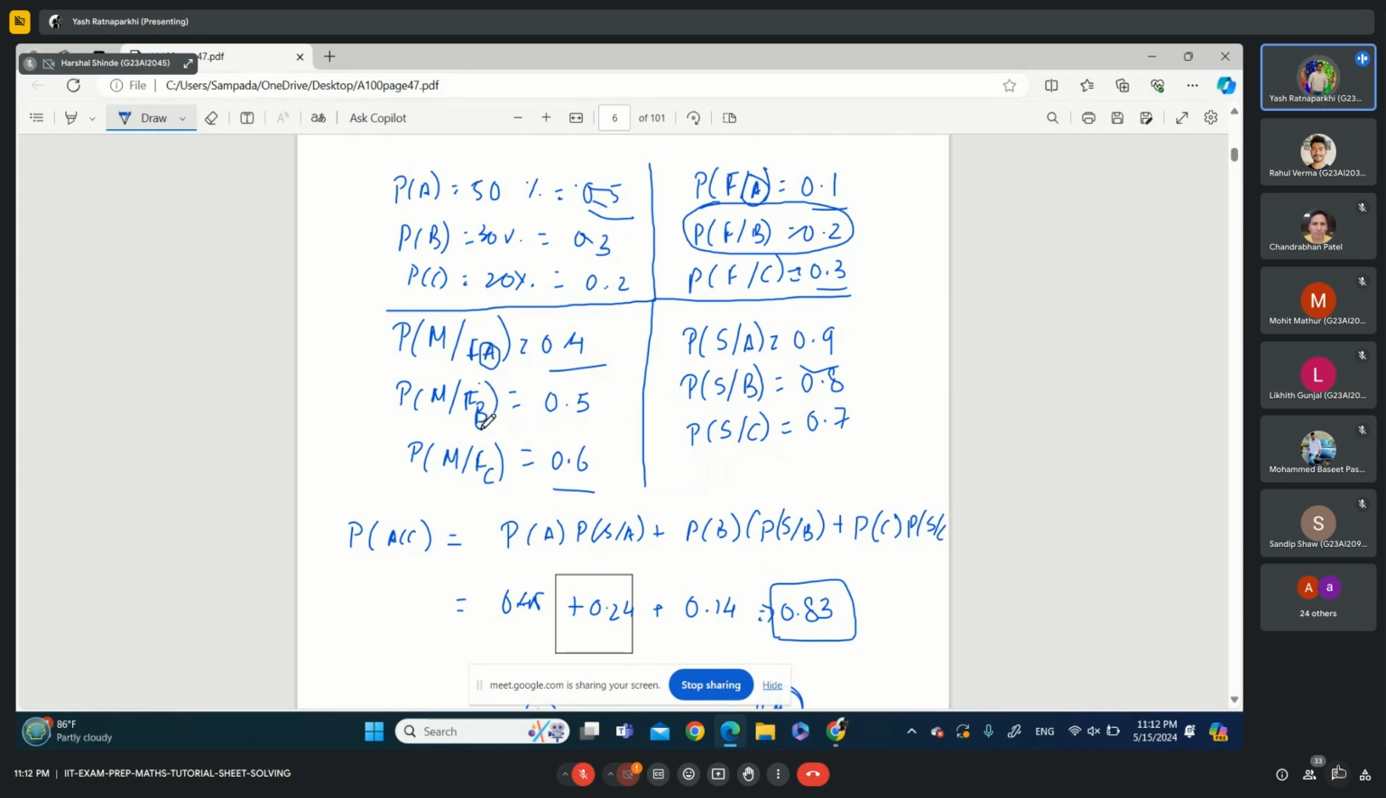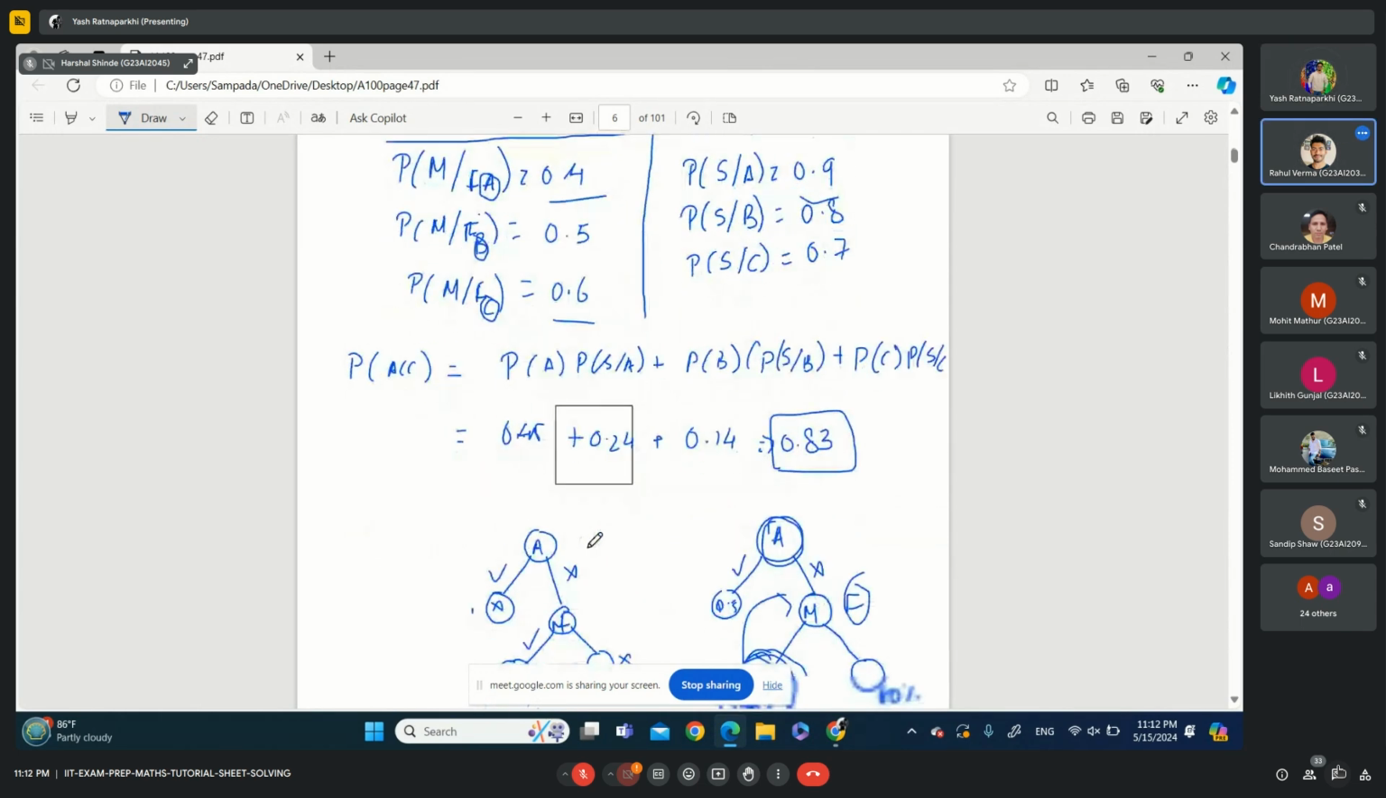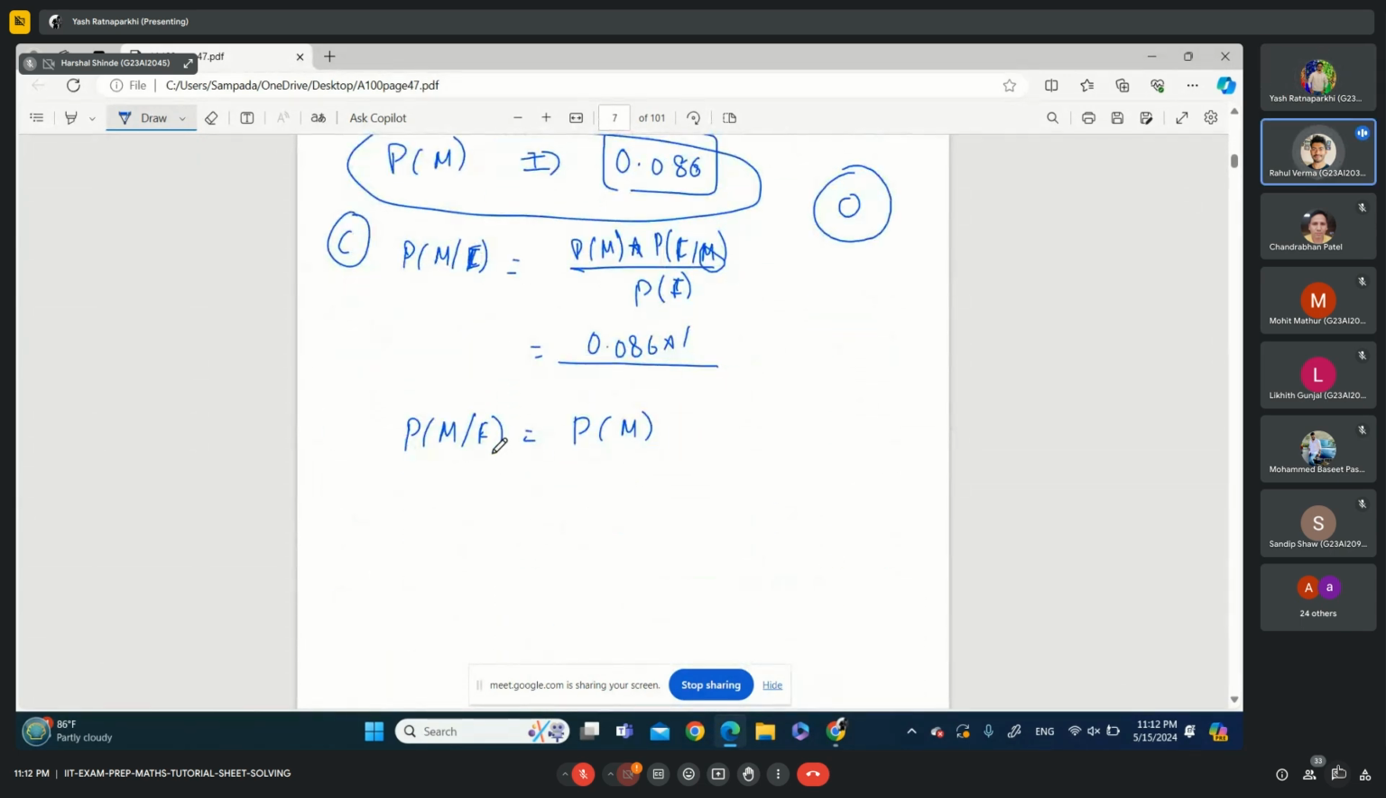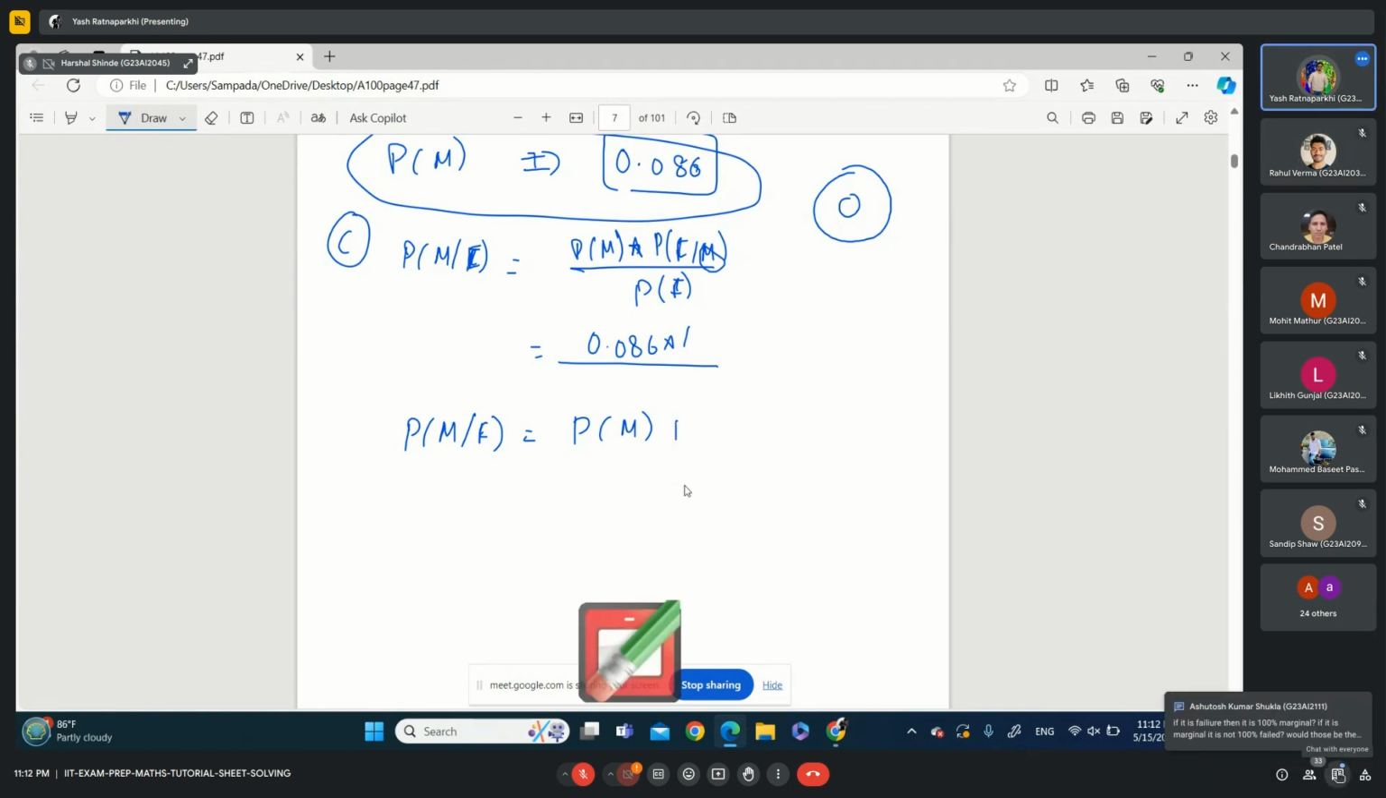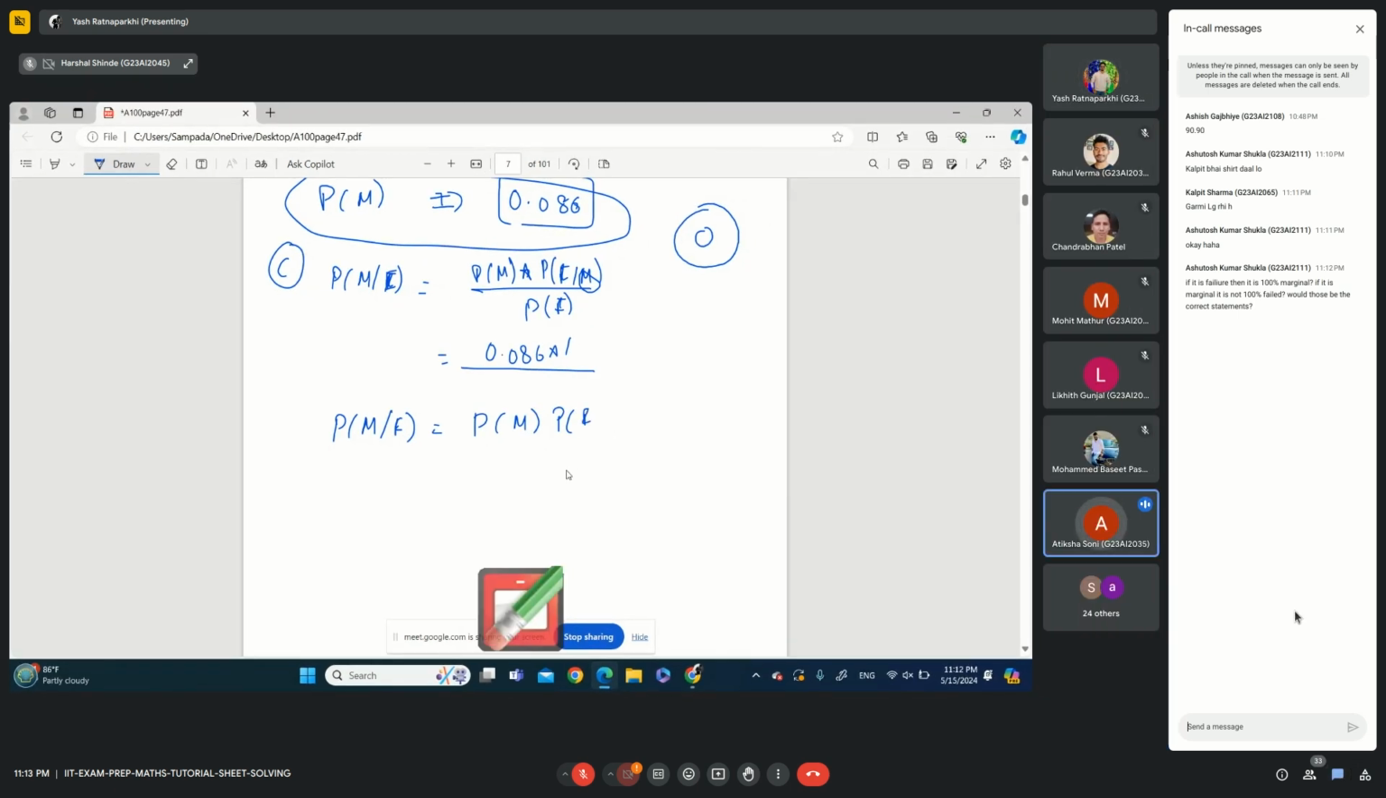It is given with respect to B. It is given with respect to C. But we need to find the cumulative, overall. Correct. Okay. So basically what we are doing is probability of A into probability of... So won't we add all three? No, we will not add them, because look, understand one thing: these three are independent entities.